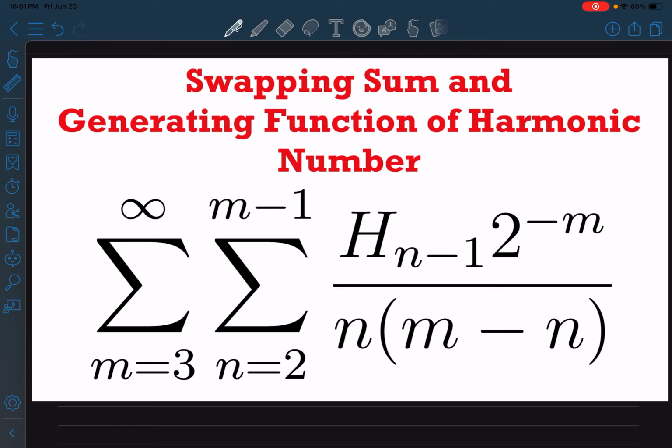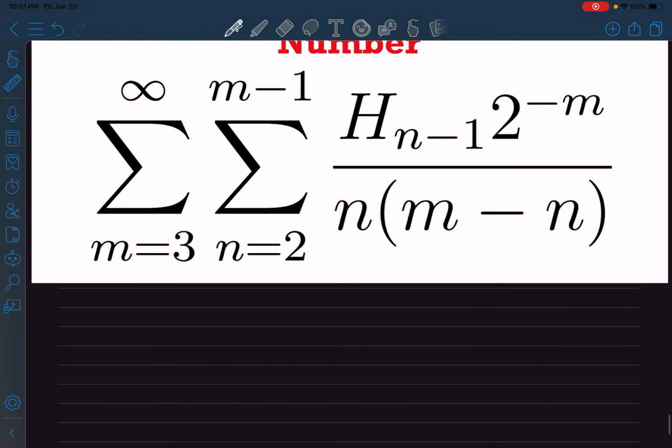Swapping sum and generating function of harmonic number. This is a problem from Romanian Mathematical Magazine, right? And I found this problem really good, with a good use of techniques. So for the demonstration of these techniques, I have brought this problem here on this channel, and I hope you guys would enjoy it and learn something new.